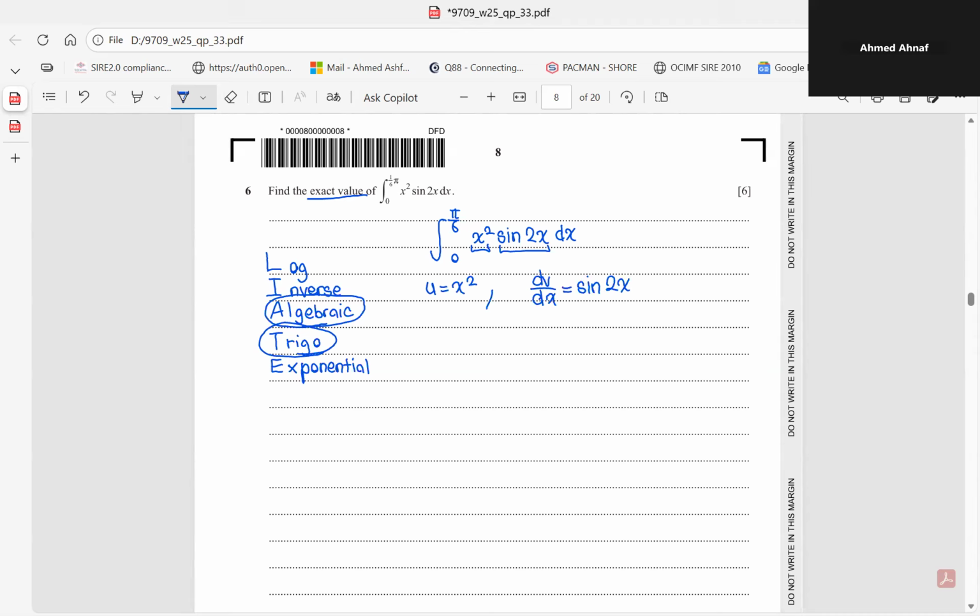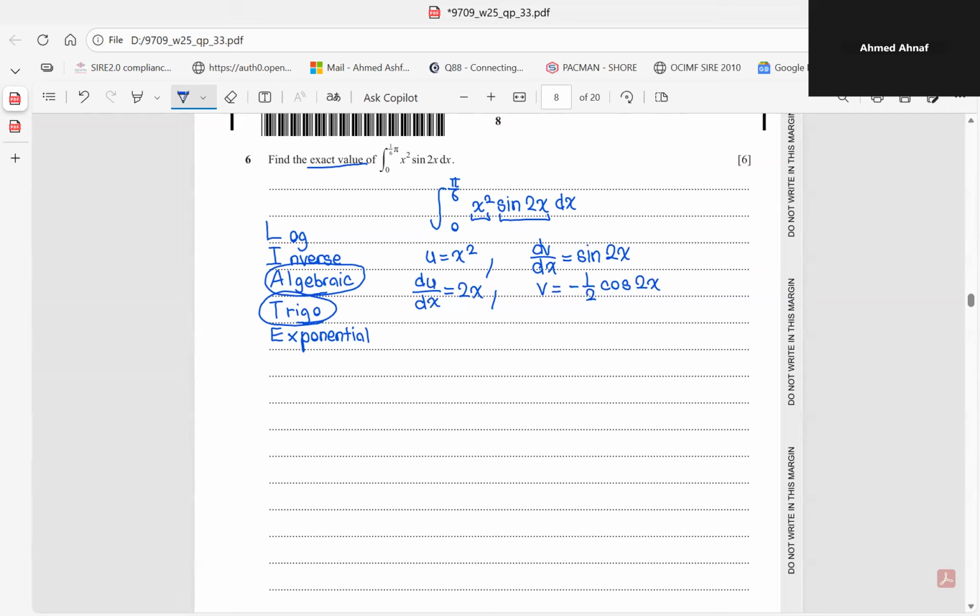Now let's figure out du dx. Differentiating, we get 2x, and for v, we integrate sine 2x and get minus half cos 2x. Because integrating sine x gives negative cos x, and for integration you need to divide by the derivative of the inner function, which in this case is 2x, so you divide by 2. That's how you get minus half cos 2x.